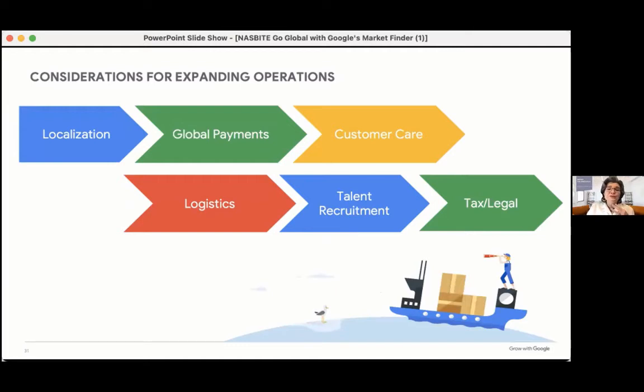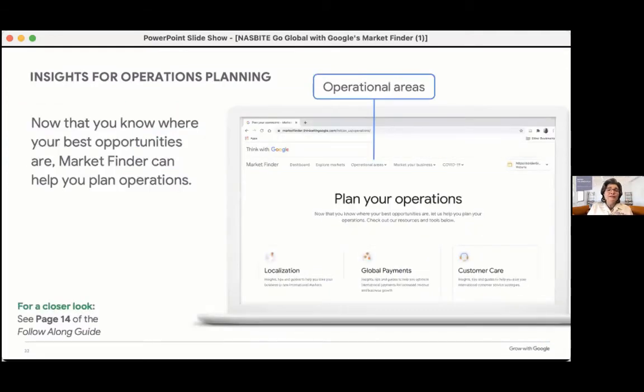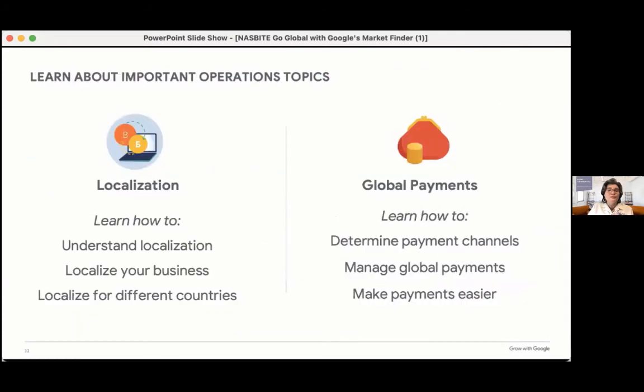This slide shows you the considerations for expanding operations: localization, global payments, customer care, logistics, talent recruitment, and tax and legal issues. Now, MarketFinder can guide you through many of these operational areas that you probably need to consider and tailor the content to match your shortlisted markets. So click on the operational areas highlighted on this slide, as you can see, to access these insights. In the next few slides, we'll take a closer look at some of the topics here. So let's go into localization.